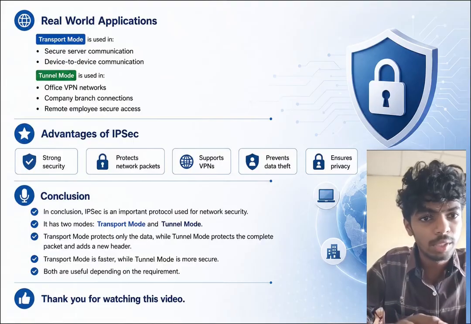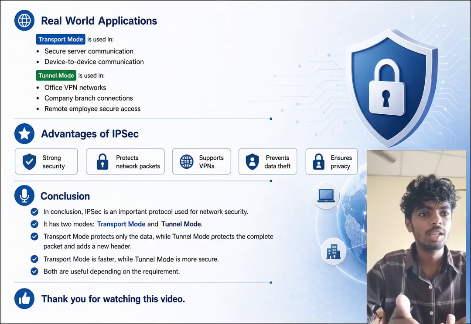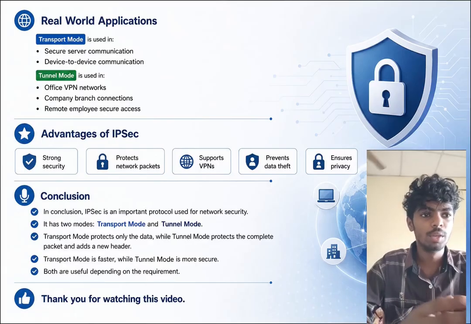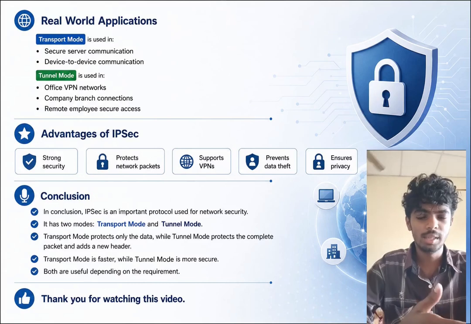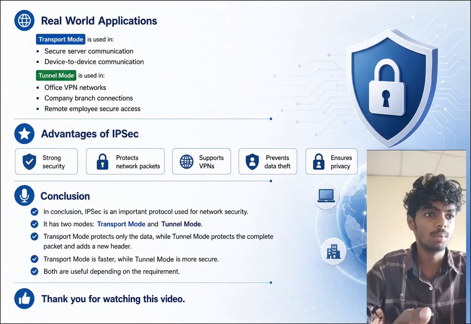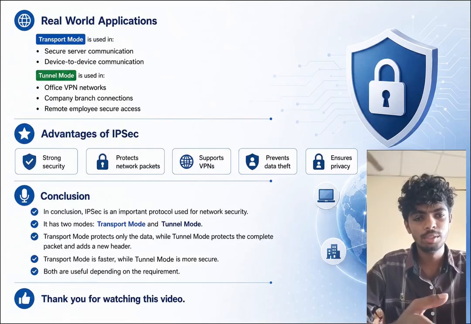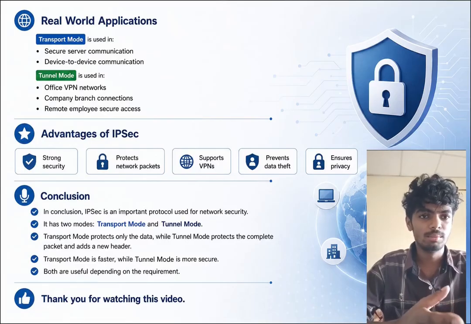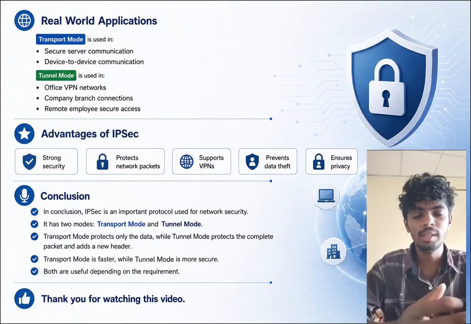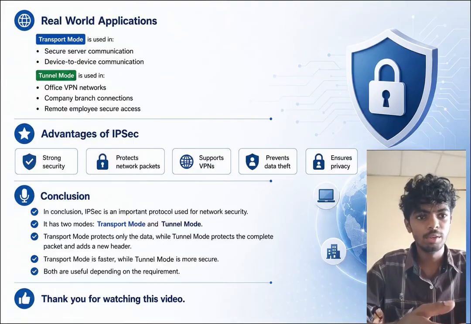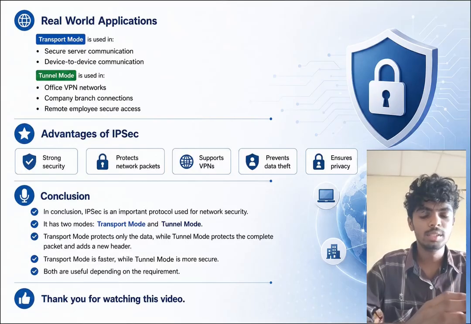So let's talk about transfer mode. It's mainly used in situations where two devices communicate directly, over a short distance. So for direct communication we use transfer mode. In this mode, only the data portion is protected. Since this transfer mode is used in a small and known network, only the data part is secured and there is no need to protect the address part, which makes this communication faster and more efficient.